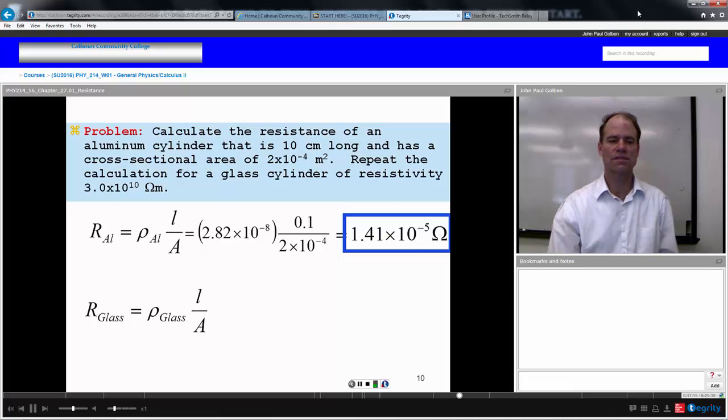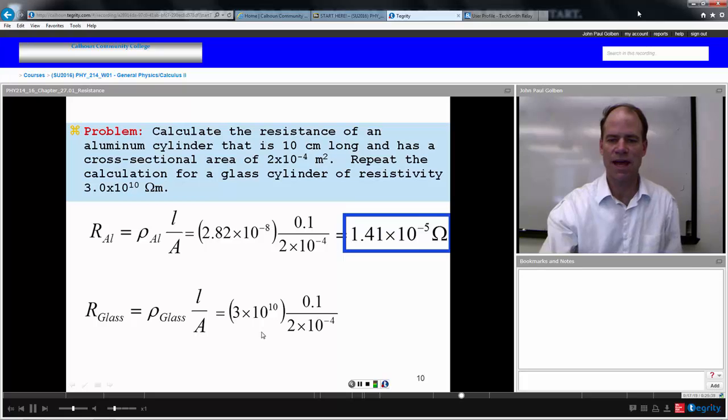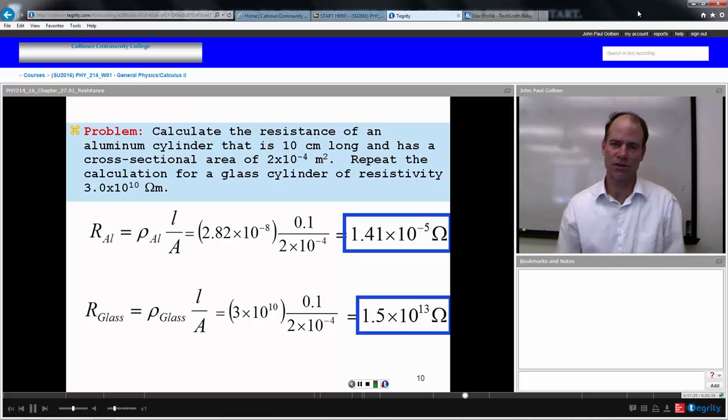For the resistance of the glass of the same dimensions, that would be the resistivity of glass, 3 times 10 to the 8, with the same length and same cross-sectional area. The resistance is 1.5 times 10 to the 13 ohms. So there are 18 orders of magnitude difference between these two resistances. In other words, aluminum is 18 orders of magnitude more conductive than glass.